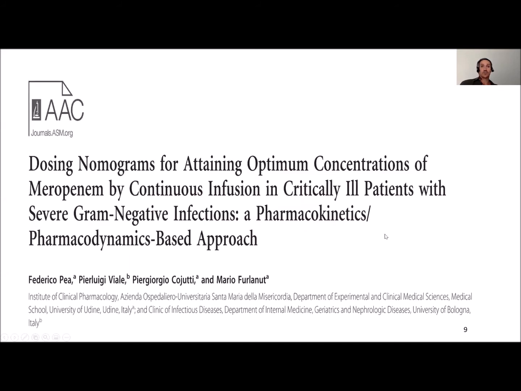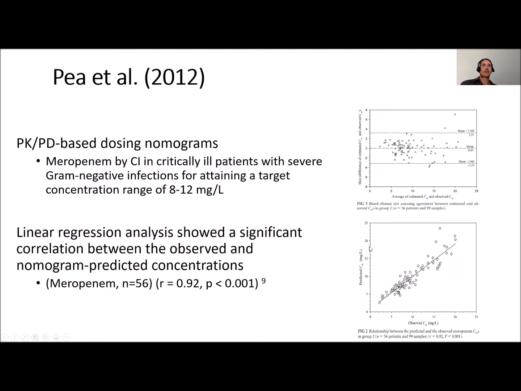I just want to touch on one other, which is the continuous infusion of meropenem for gram-negative infections in critically ill patients. With this one, when they developed the nomogram through Monte Carlo simulations, they were targeting a concentration of 8 to 12 of meropenem. So we're looking at, say, 4 to 6 times MIC, so fairly aggressive.